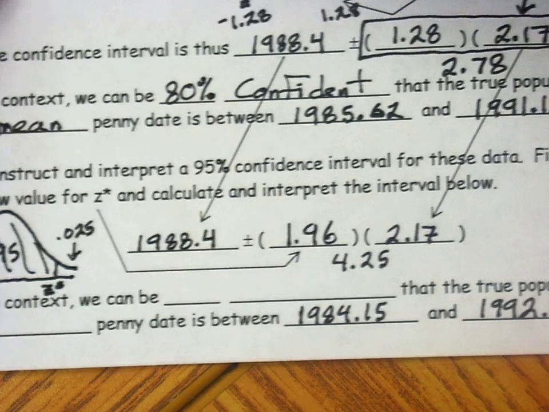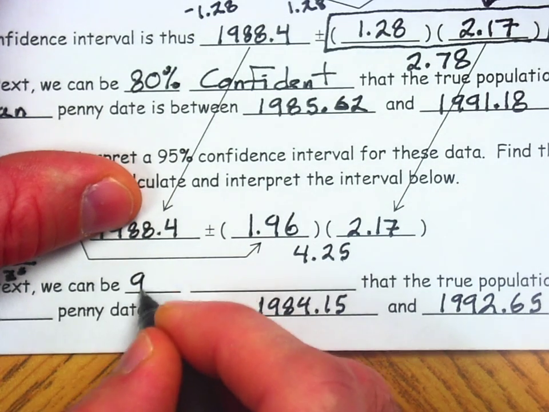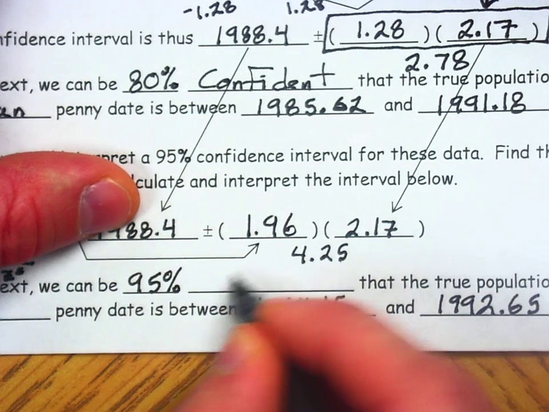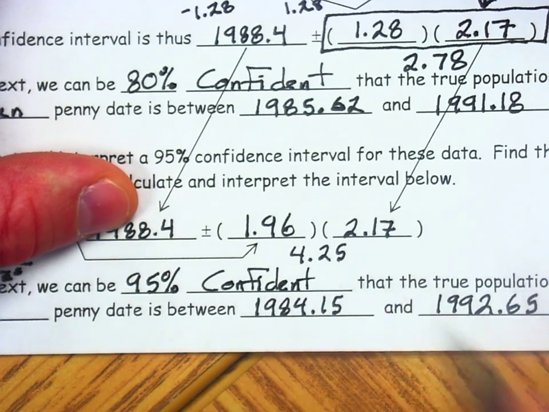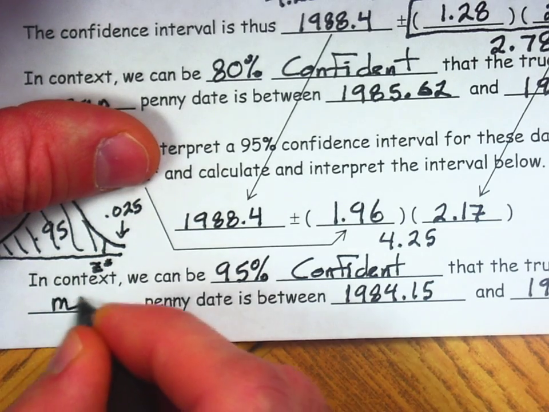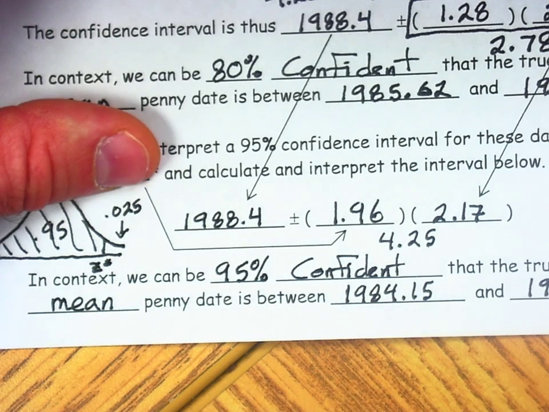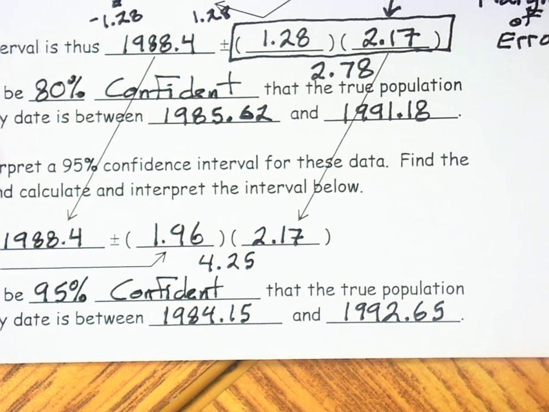So my interpretation then changes just a little bit. In context, we can now be 95% confident that the true population mean penny date, that parameter, is between 1984.15 and 1992.65.